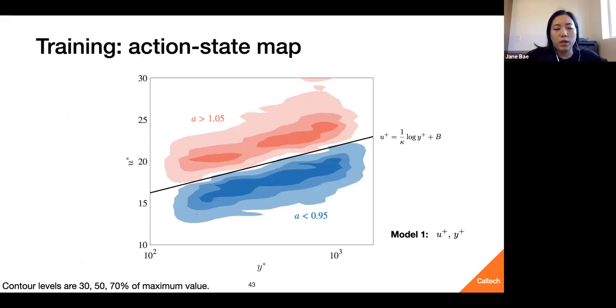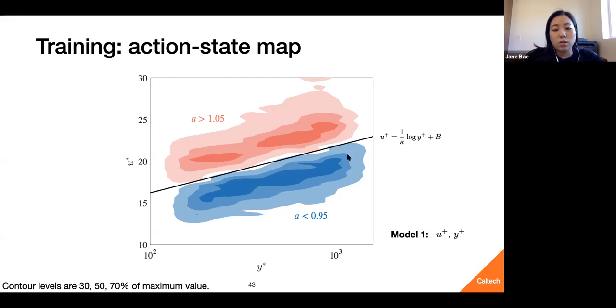So what do we get when we actually train this data? One way to look at that is to look at what I call an action state map. Here we have on the x-axis the distance from the wall, and on the y-axis the velocity. And in the color contours, we have our actions. The red actions indicate that the actions are above 1.05, which means we're trying to increase the wall shear stress. And the blue region indicates regions of action less than 0.95, which means we're decreasing the wall shear stress.